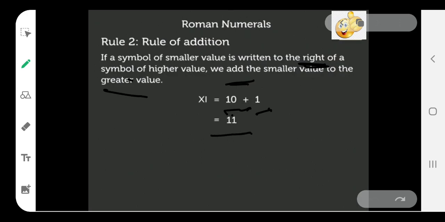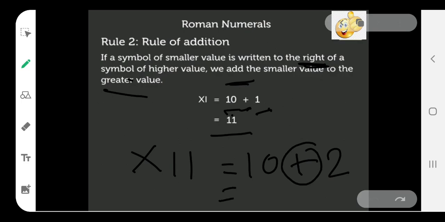Okay. Like this, if I want to write XII. So for X, it stands for 10. For I, 1. 2 times I, that means 2 ones are 2. So it will be 2. So I will add these numbers and it will make my number 12. Okay.